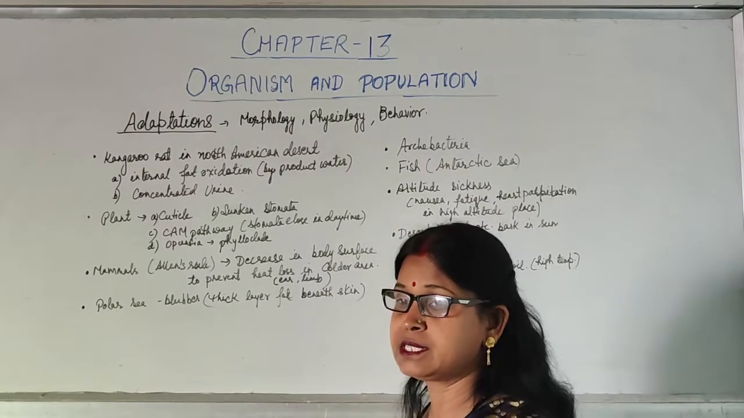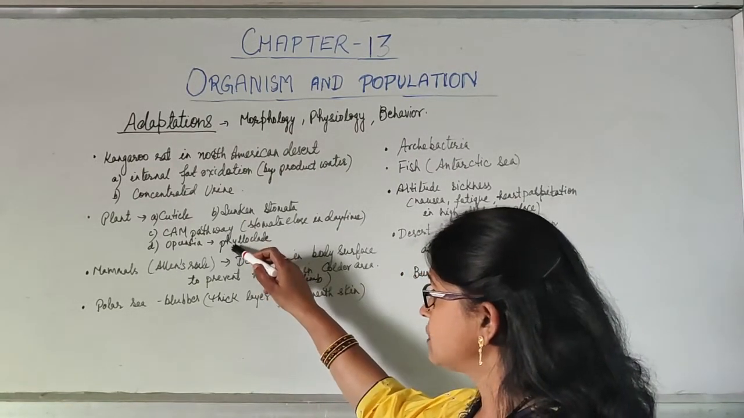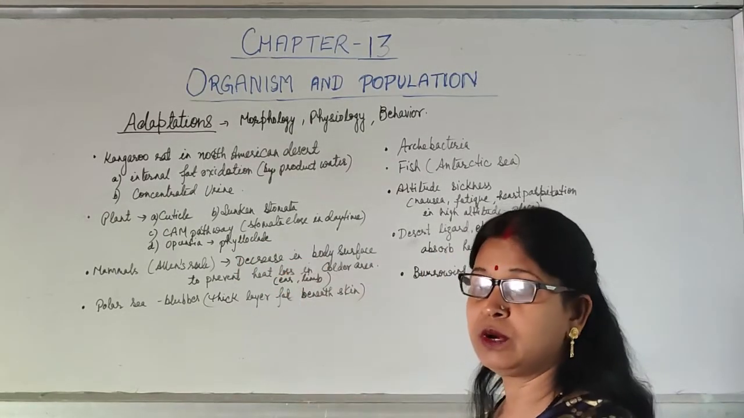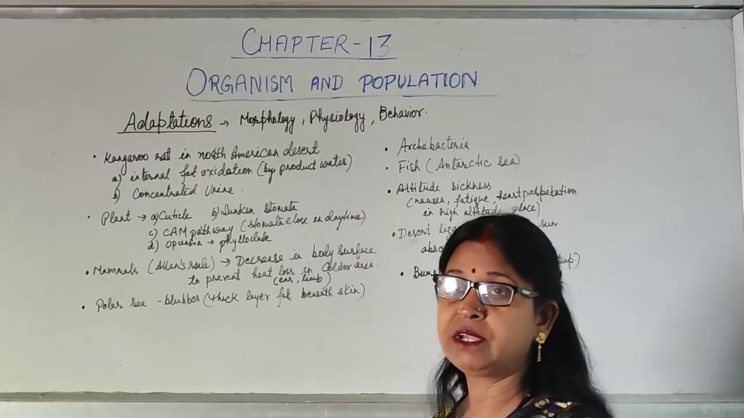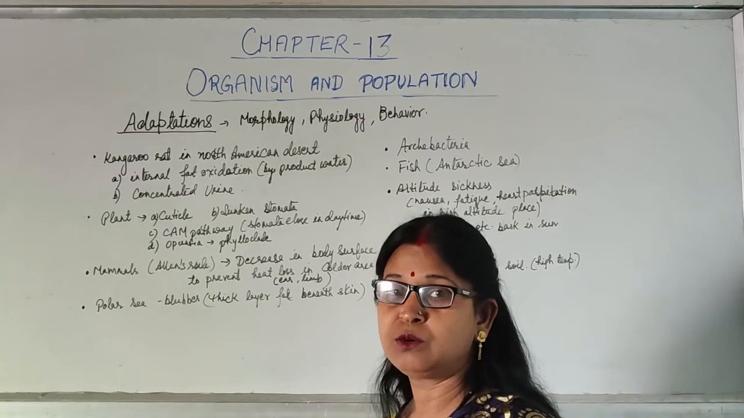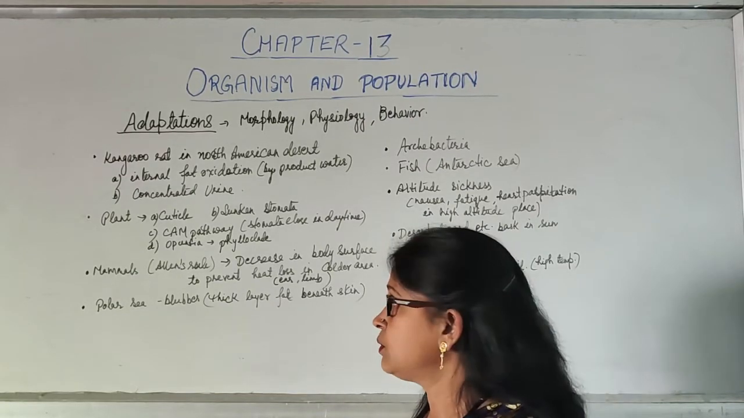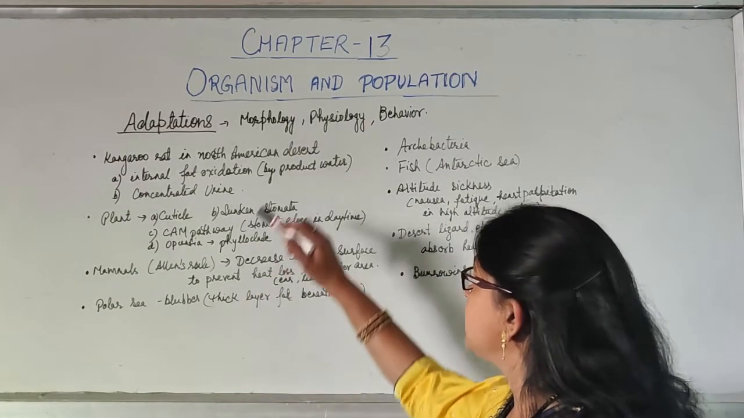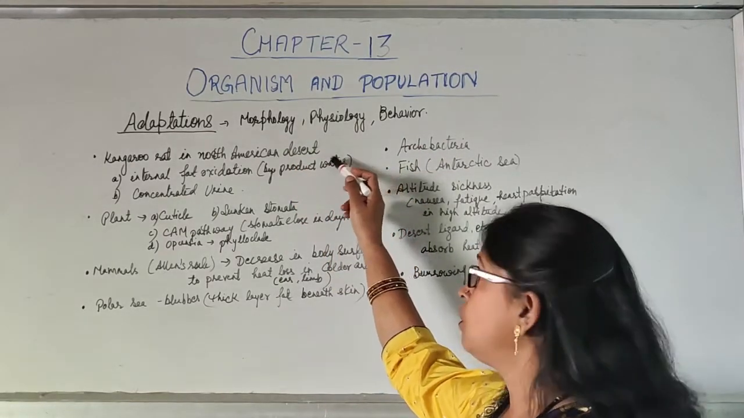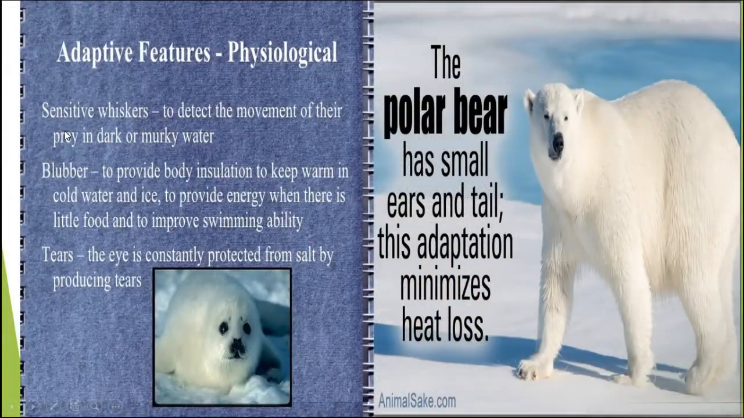There are so many examples, these are the plants which are living in the desert condition. In the colder regions, plants which are living in the snowfall area, their leaves become like spikes to tolerate that condition. So there are different types of adaptations which we can see in their behavior or in their physiology or morphology. This slide is showing some adaptive features of the organisms which are living in a particular environment.